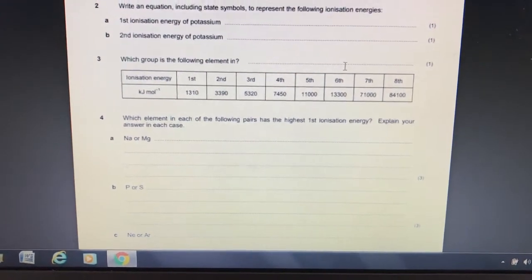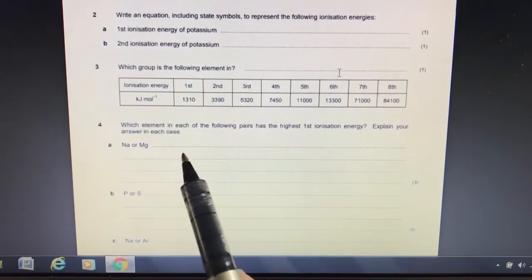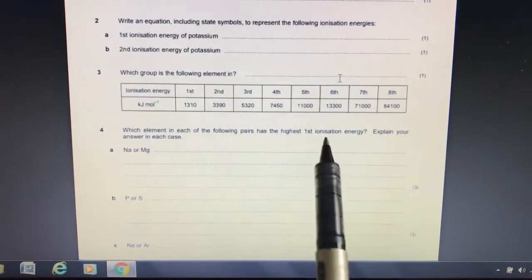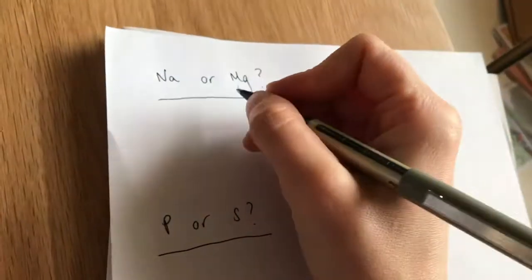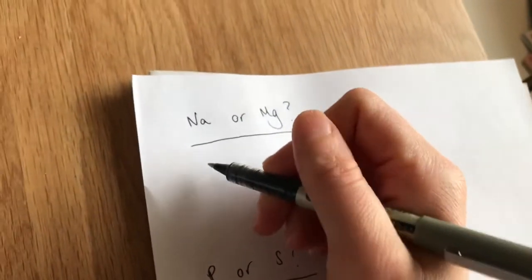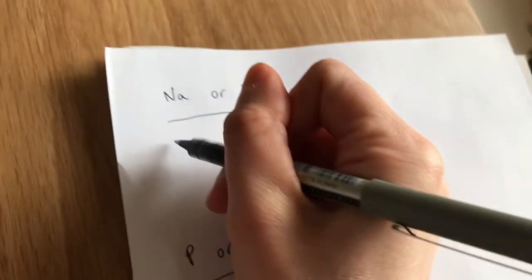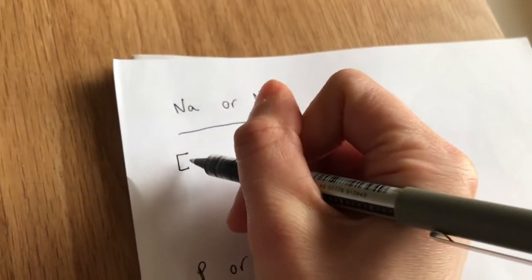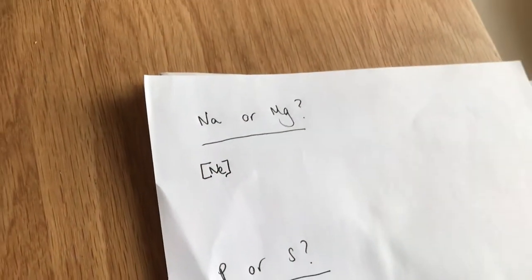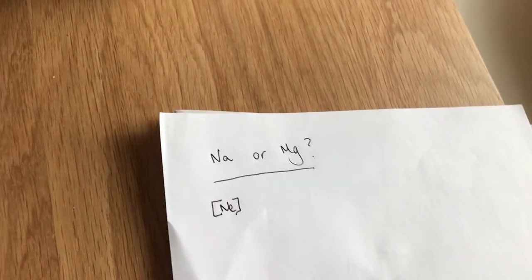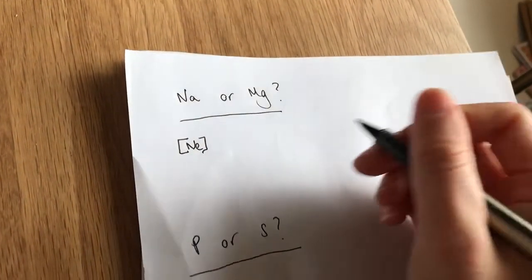For question 4, for which element in each of the following pairs has the highest first ionisation energy, explaining the answer. I think it's worth having a little look at the electron structure. So for sodium and magnesium, if we start with the electron structure of neon and take that as a base rather than drawing the whole thing out, sodium has 11 electrons and magnesium has 12.